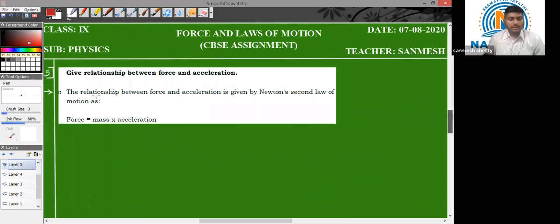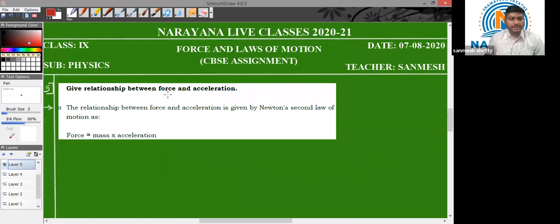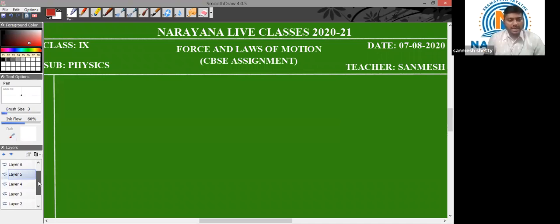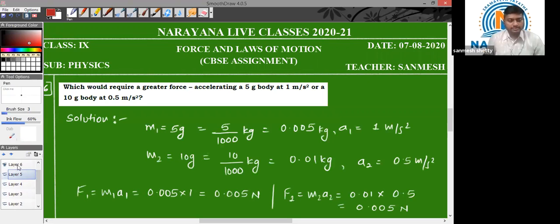Give relationship between force and acceleration. Now in all our previous problems, we have been using this very simple equation: force is equal to mass times acceleration, which we get from Newton's second law of motion. All right. Moving on to our last question of this assignment. Which would require a greater force? Accelerating a 5 gram body at 1 meter per second square or a 10 gram body at 0.5 meter per second square. So let us write our data first.